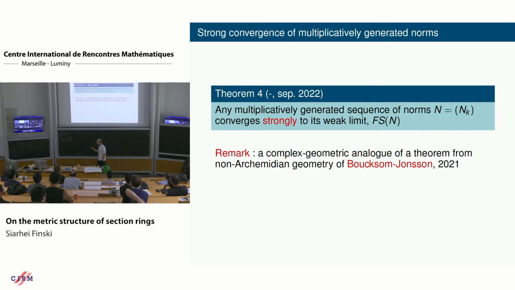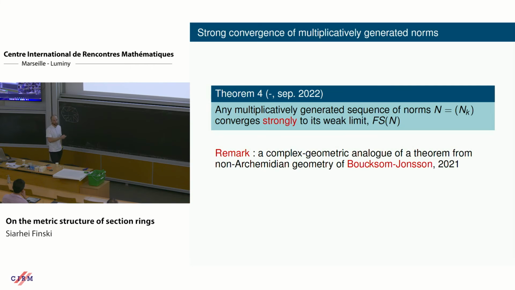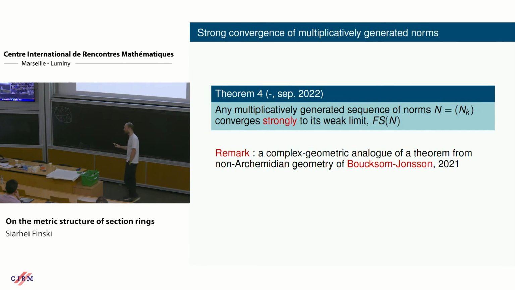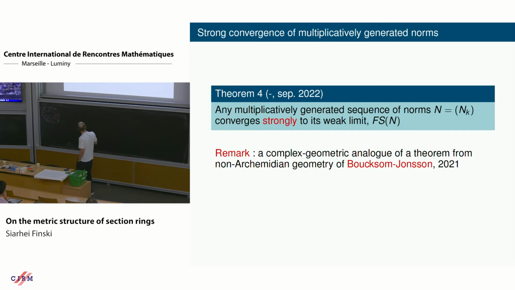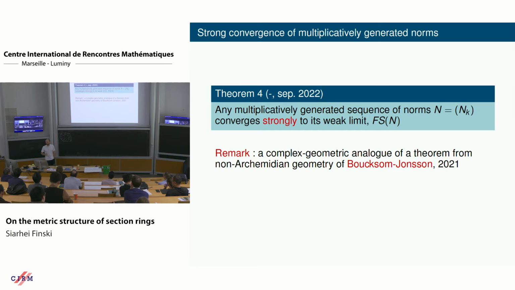And the reason why they need it is because they gave an approach to K-stability, and in particular to the existence of constant scalar curvature metrics, using non-Archimedean geometry, and it was actually one of the core arguments in their paper. The proof I will be presenting will, however, have nothing to do with the proof of Boucksom and Jonsson. And I'm not sure that the proof they give actually adapts to the complex geometric setting, because it relies on some tools from non-Archimedean geometry.